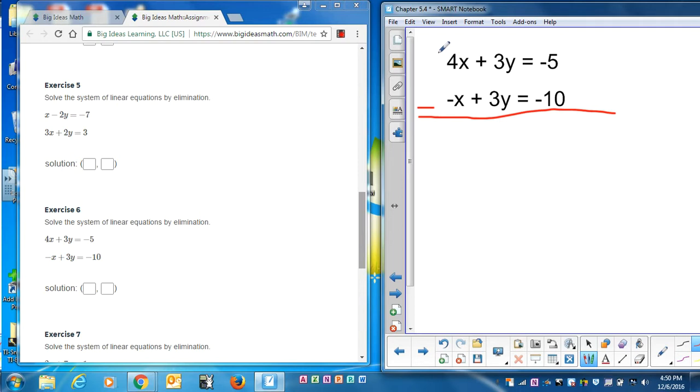So why am I subtracting these instead of adding these? Well, because I don't have opposites. I have positive 4 and negative x, but those are not opposite. This would have to be negative 4x. Positive 3y and positive 3y are not opposites. They're the same. So I'm going to subtract, so I can get 3y minus 3y to 0. I want to eliminate one of the variables. In this case, I'm going to eliminate y.